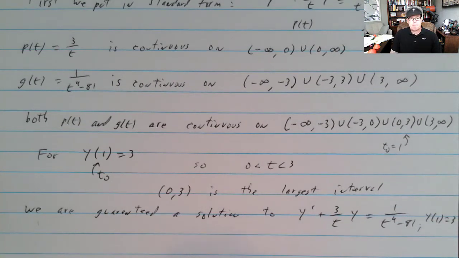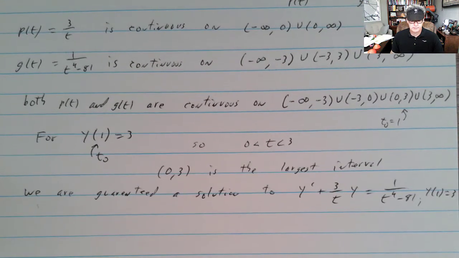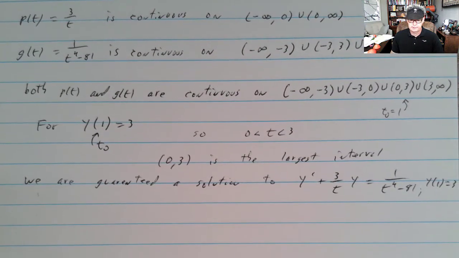It's possible that we can be more than the largest interval guaranteed, but we're guaranteed at least that interval. And usually that's all you get. And as we'll see when we actually find the solution, that will be all we get.